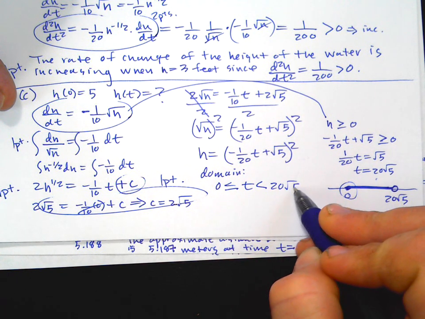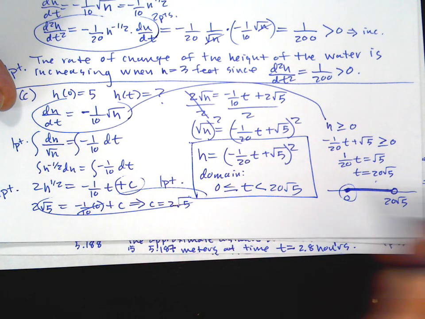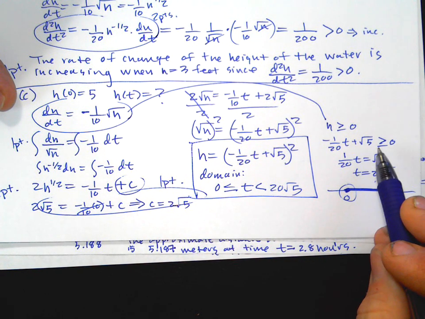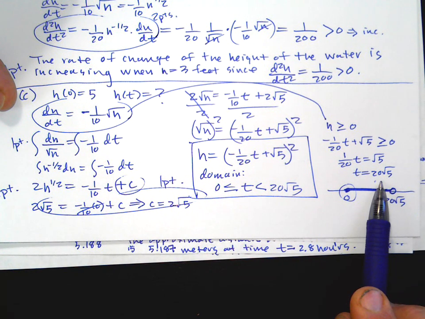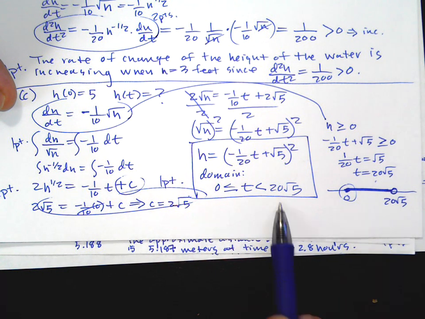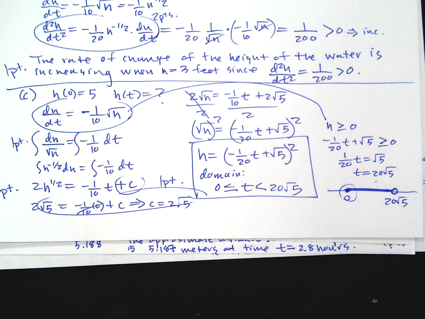Now, the other way to make sense of this is that the height of the water in the cylinder can't be negative. You can't have negative water in the cylinder. I mean, just calculus wise, it gave us this answer, but this is also the time when the water in the cylinder is 0. And the water can't keep draining if there's no more water. So that's your domain. Okay.